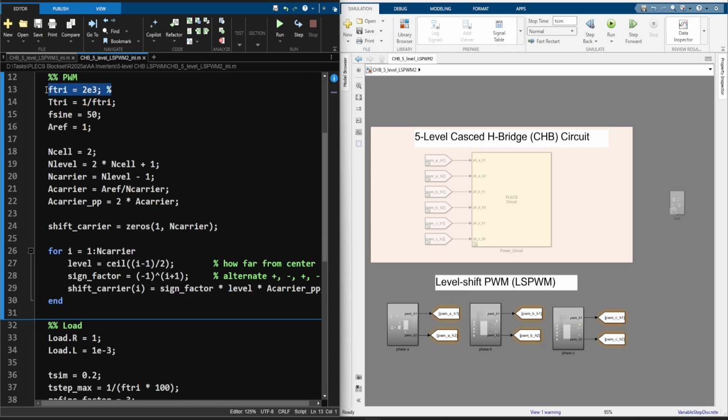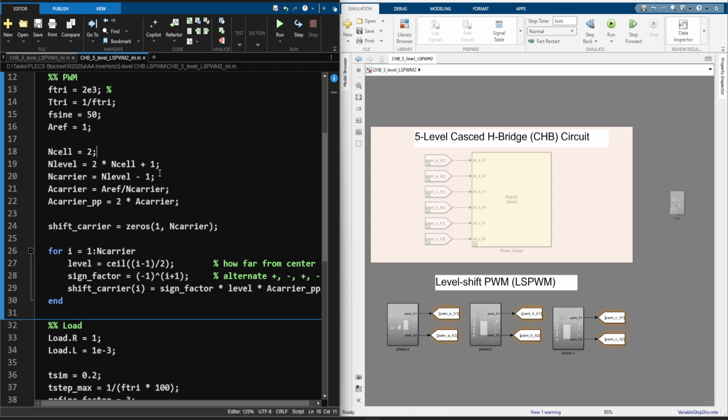I consider a switching frequency of 2 kHz at this point. We can change it later if need be. And I take the reference wave of sine, the amplitude to be 1. As I said, we have the number of cells, which is the number of H bridges, is 2. So if we have 2 H bridges, then the number of levels on the output voltage is going to be 2n plus 1, which is 5 in this particular case.